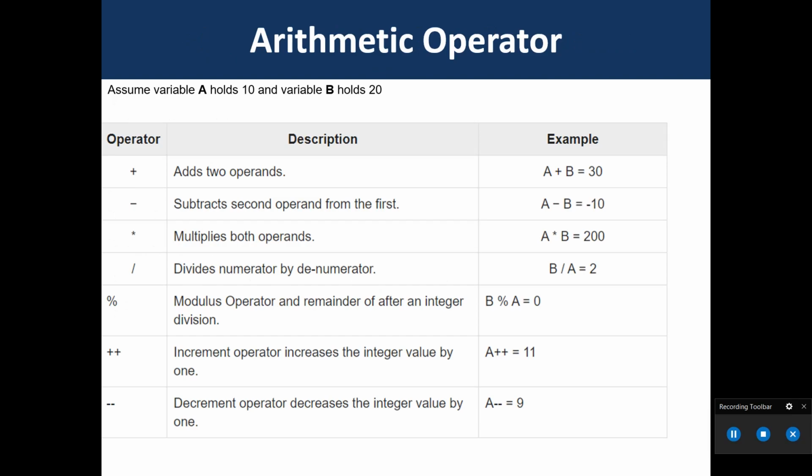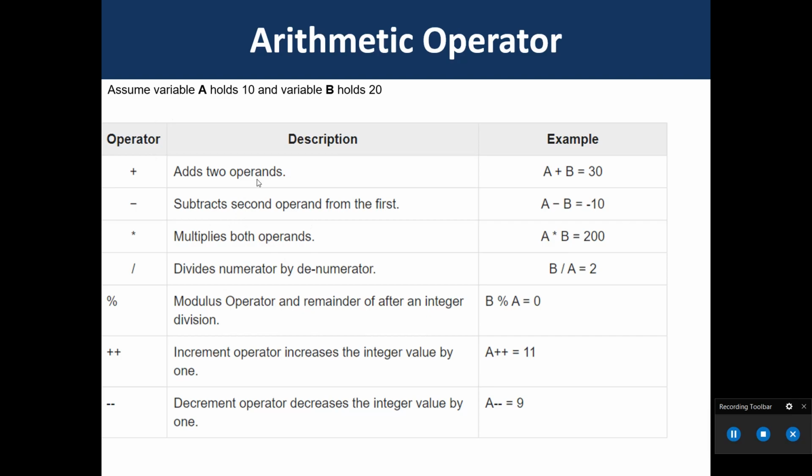Now, first we explain arithmetic operators. These are the symbols for arithmetic operators. The following table shows all the arithmetic operators supported by the C language. Let me assume variable A holds the value 10 and variable B holds the value 20.